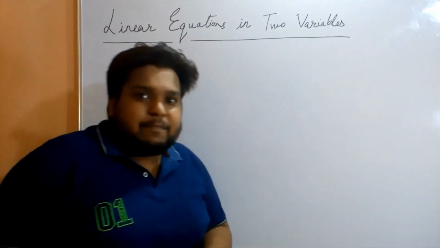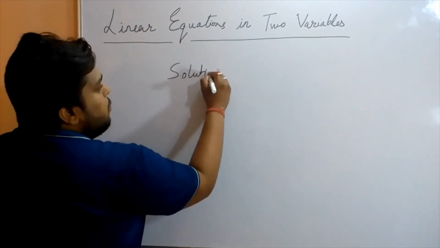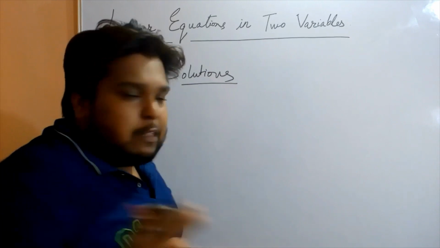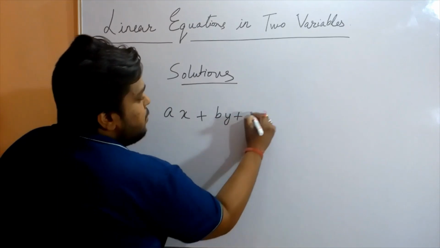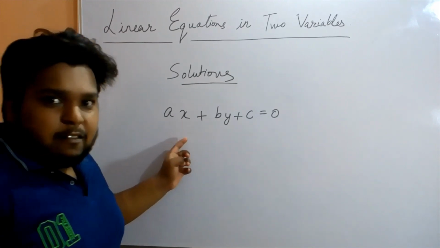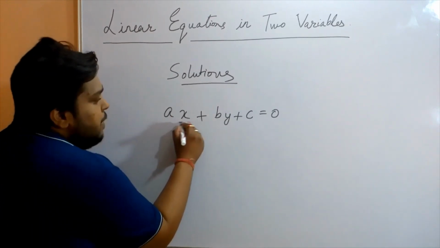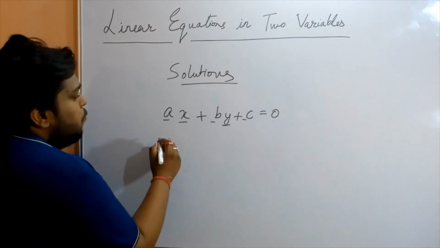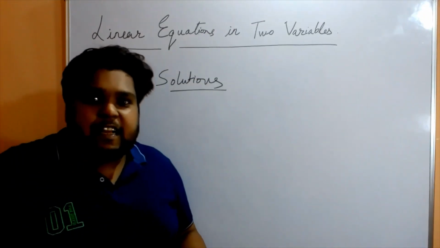So, let's begin this. Today we will talk about solutions of linear equations. What are the solutions? First we know that a linear equation in two variables can be written as ax plus by plus c equal to 0. I hope you don't have any doubt why I have written it like this. So for the solution, we know that x and y are the variables, and a, b, c are the constants.